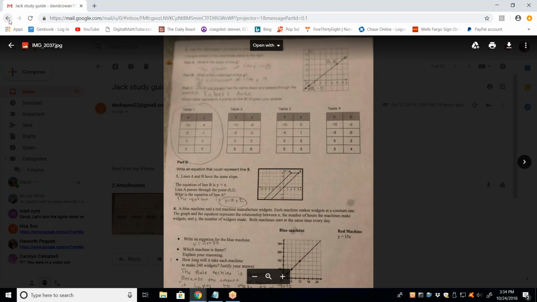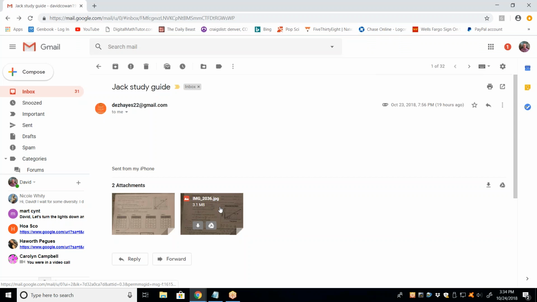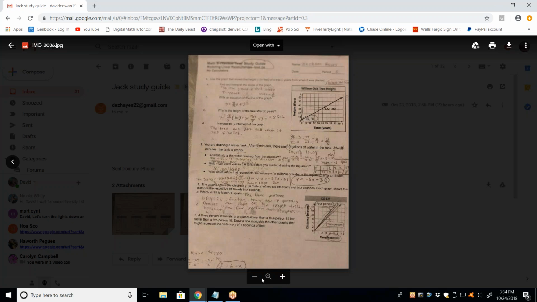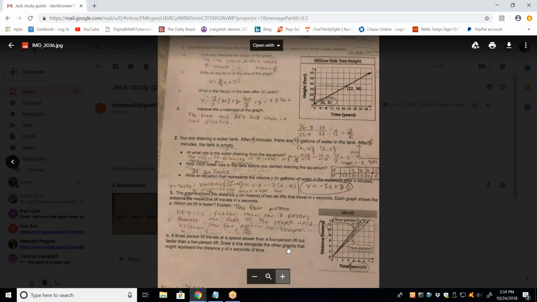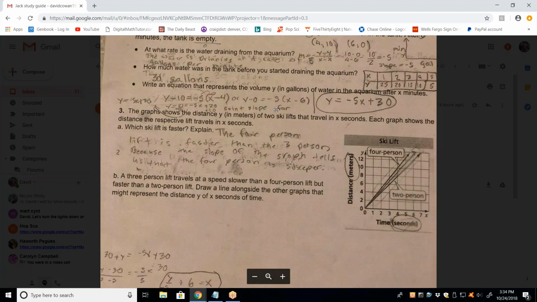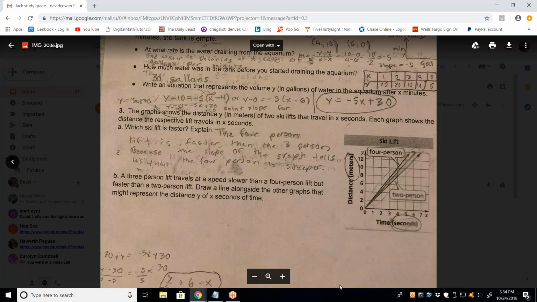Okay. You want me to open up the other page? Yeah. Let's try that. Ah, yes it does. Okay, now I get it. Let me see if I can blow that up one. Yeah, now it's allowing me to blow it up without it switching to landscape mode. All right. So we've got 2 ski lifts and the distance in meters that you travel after some number of seconds.